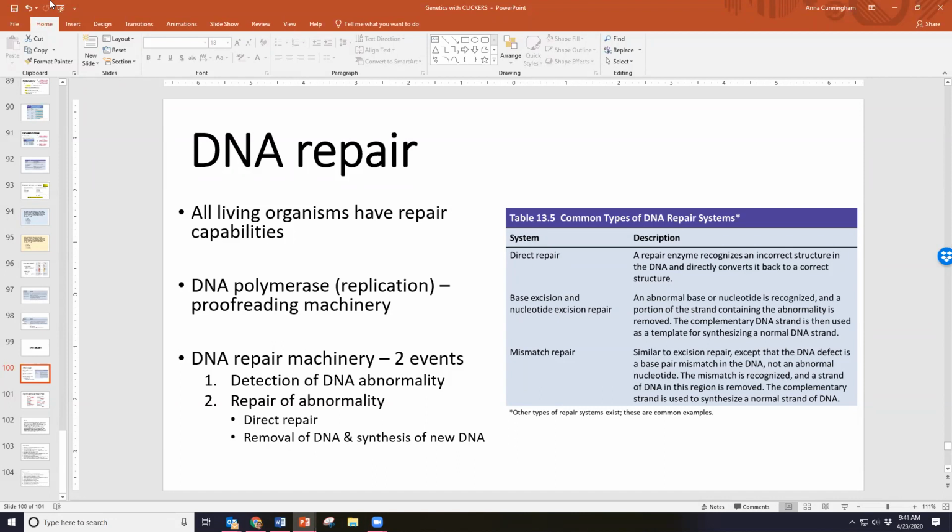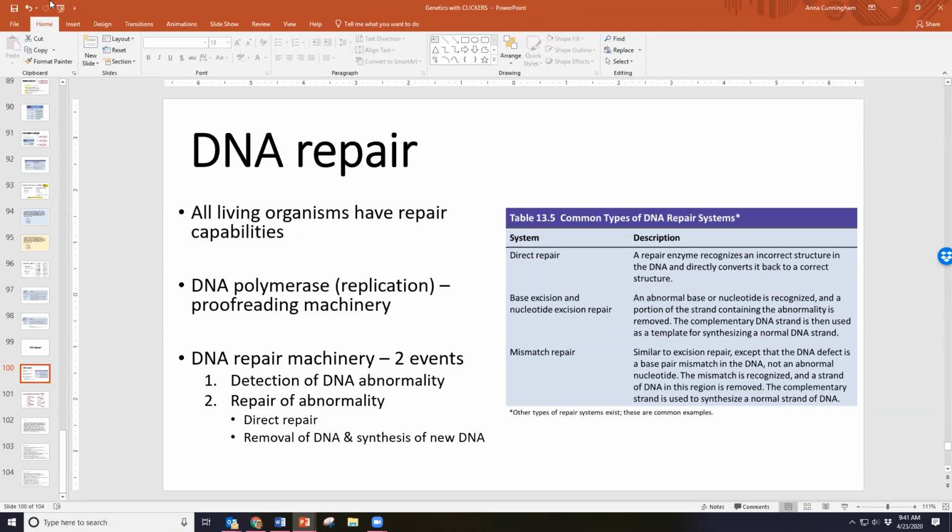So you can see in this table, this is talking about the three common, and I guess also best understood, mechanisms of DNA repair. You can have what's called direct repair, where you have an enzyme that's dedicated to repairing either incorrectly structured DNA, so the wrong nucleotide, or broken DNA.